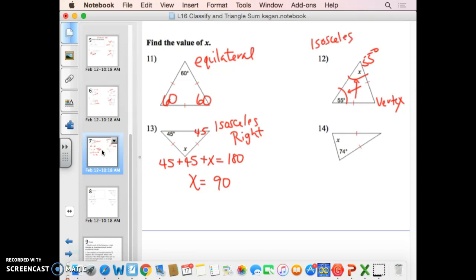All right, down here we have another isosceles triangle. And please notice this is my vertex angle. This is my vertex angle here. This is my vertex angle here. So that means these are my base angles. So x is going to equal 74 degrees.